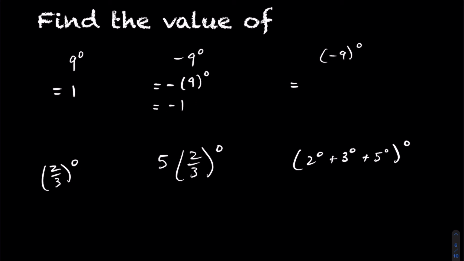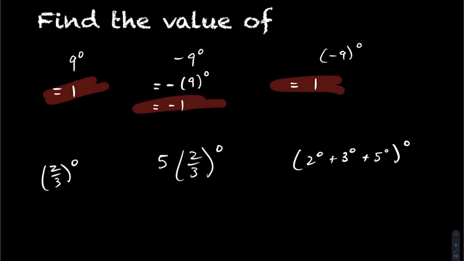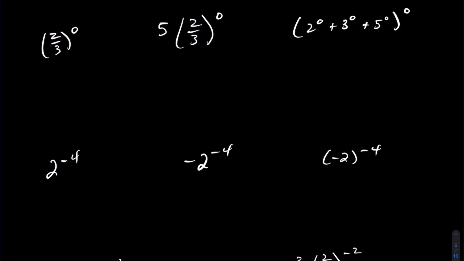On the other hand, with this question, this 0 is being applied to the -9, the whole expression, in which case that is going to be a 1. So just take note of the difference between these here. The brackets matter for these zero exponents as well. Let's take a look here. Anything to the power of 0 is 1, even if it's a fraction. This here, the 0 is being applied to the 2/3, so this has nothing to do with the 5. So this would actually be 5 times 1, which is 5.